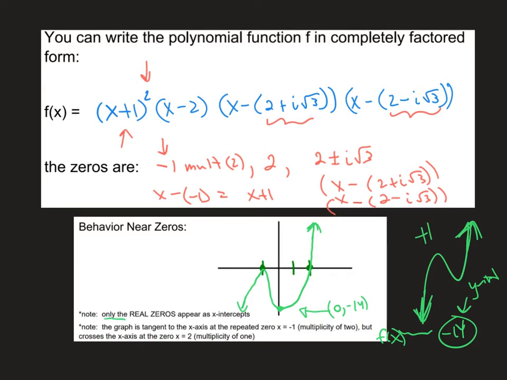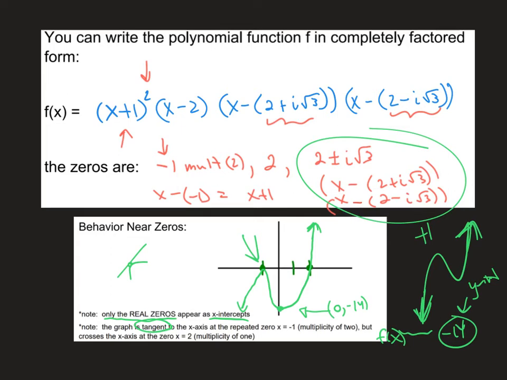Note, only real zeros appear as x-intercepts, right? These are not real zeros, so they will not appear as x-intercepts. And then you have this word tangent. Tangent means just to touch at one moment. So we have this tangent moment, that touch and turn.